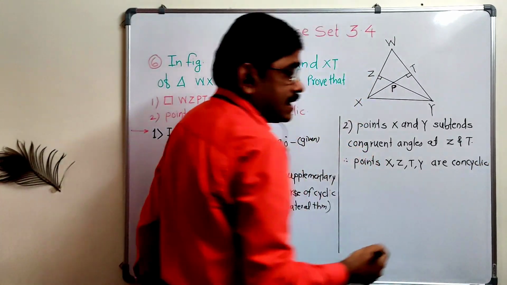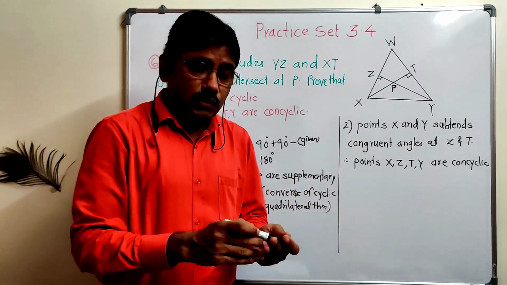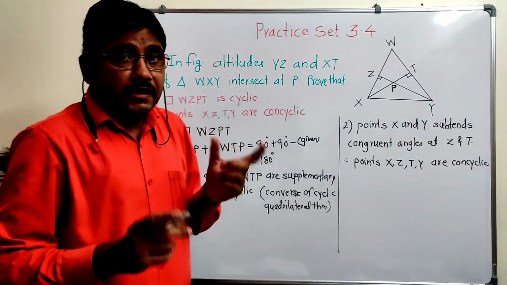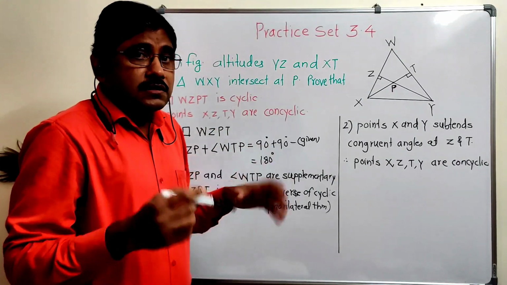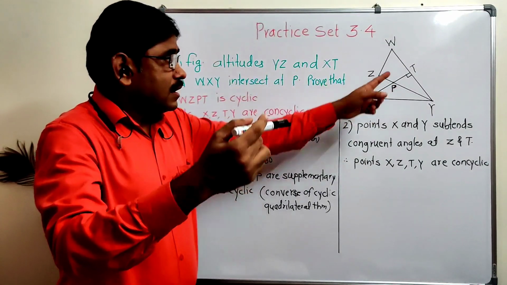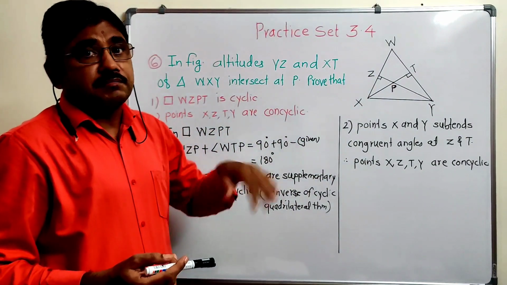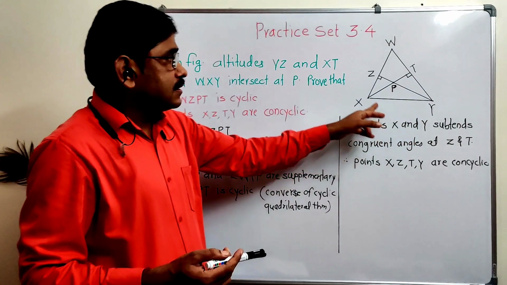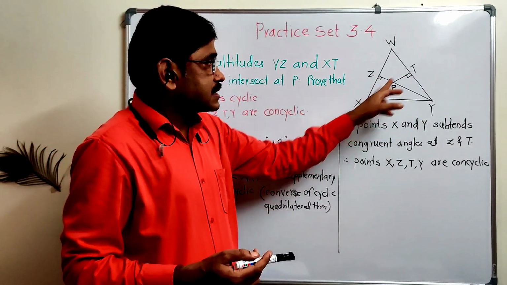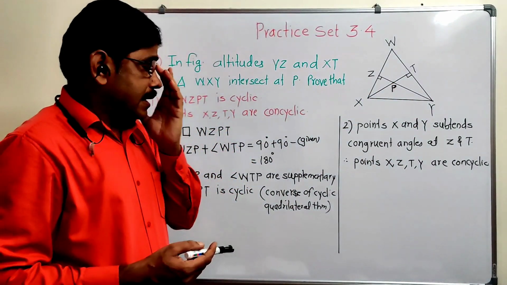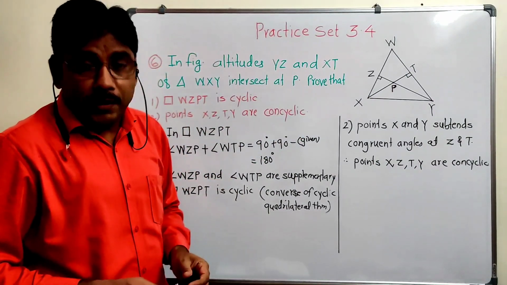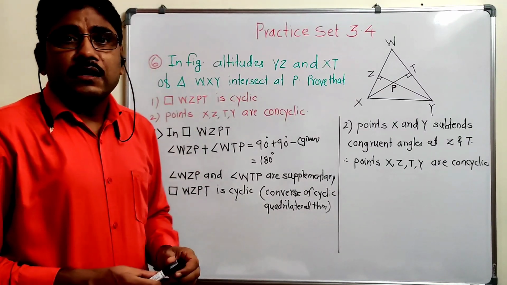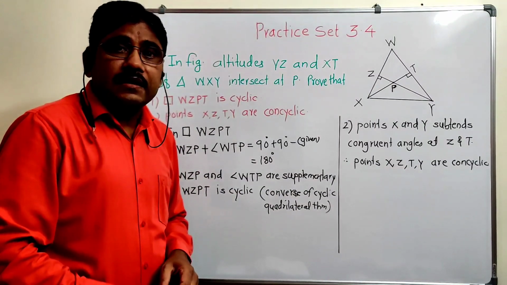You know that last concept, if 2 points on the line are given, x and y, and that 2 points on the line subtend congruent angles at any 2 points which are not on the line, then these 4 points are concyclic. So here angle x, z, y is 90 degree, angle x, t, y is 90 degree, and that's why these points are concyclic points. So in this way we can solve the 6th sum using the converse of cyclic quadrilateral.